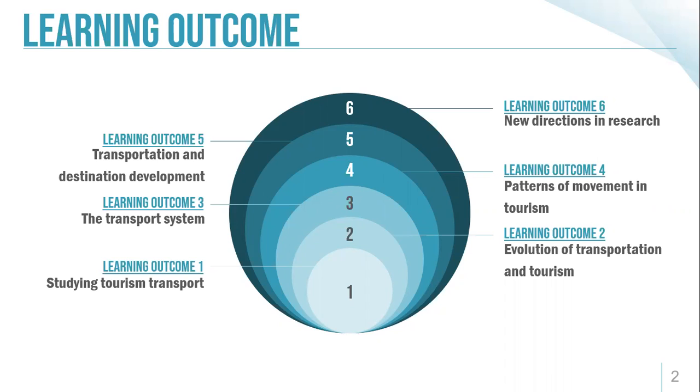Learning number 5 is transportation and destination development. So how does transportation influence destination development? And last but not least, new direction in research related to transportation. Because of the new research, there are new technologies for transportation. So we will go one by one from 1 until 6. Do not worry, I will teach you one by one.